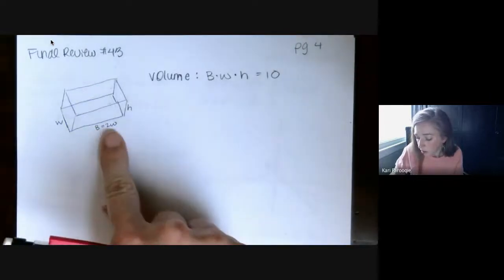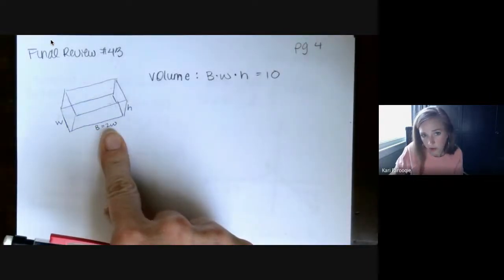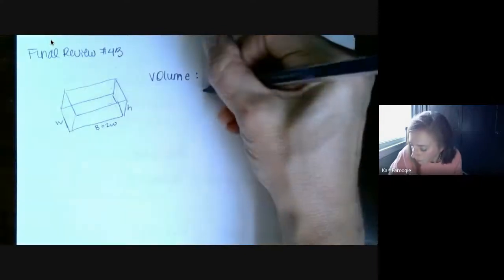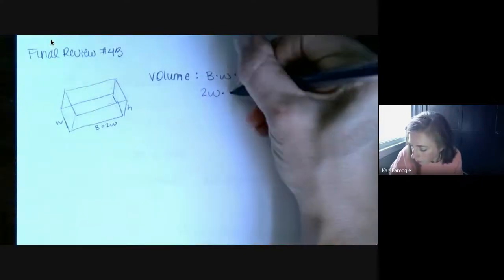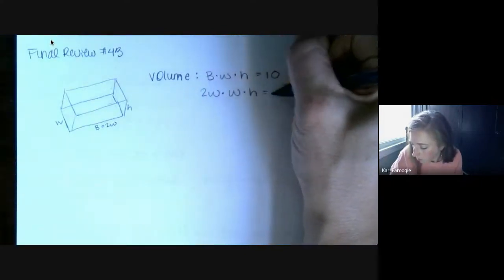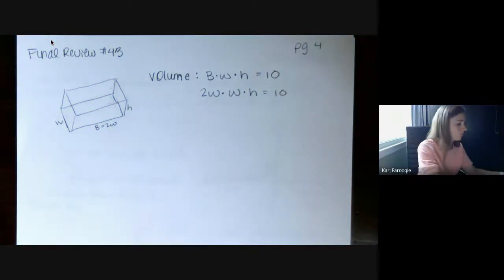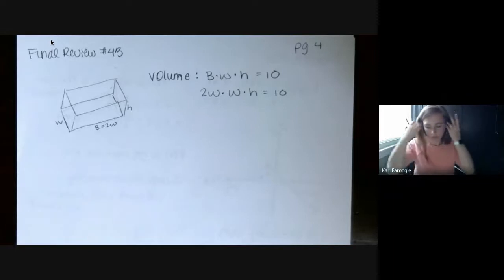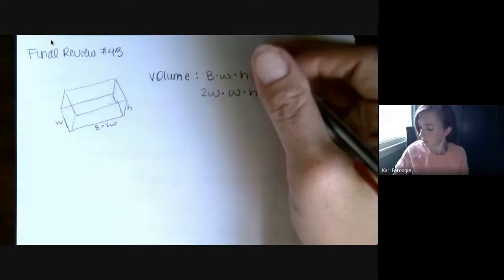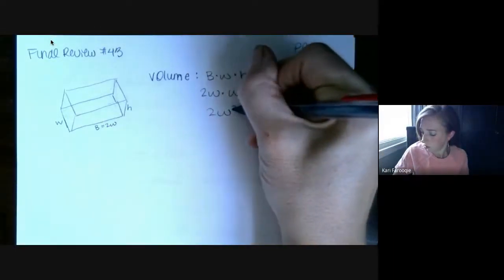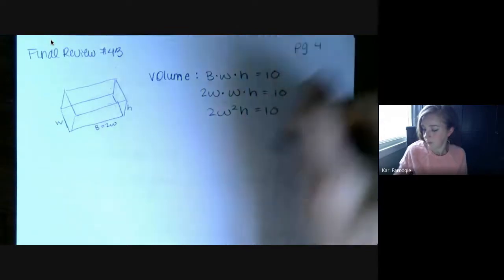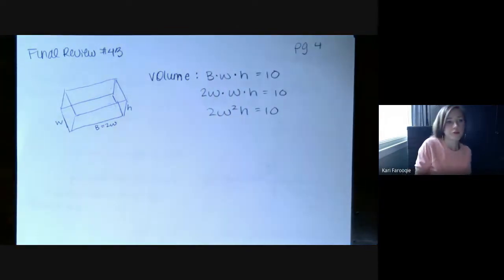However, we know that the base is twice the width. So that means 2W times W times H is 10. And that means we have 2W squared H is 10. If you have questions so far, by the way, please jump in.